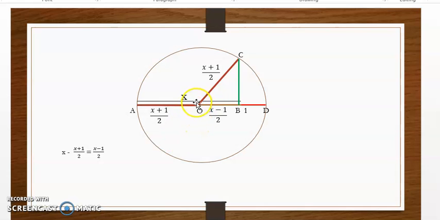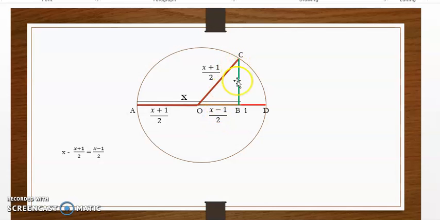Okay, so I hope you understood how we got AO as (x+1)/2 and OC as (x+1)/2. Now I want to find the length OB. AB, this upper line, is x, and OA, the radius, is (x+1)/2. So to find OB, all I have to do is x minus the length AO, that is x minus (x+1)/2, which is (x-1)/2. So this length OB is (x-1)/2.